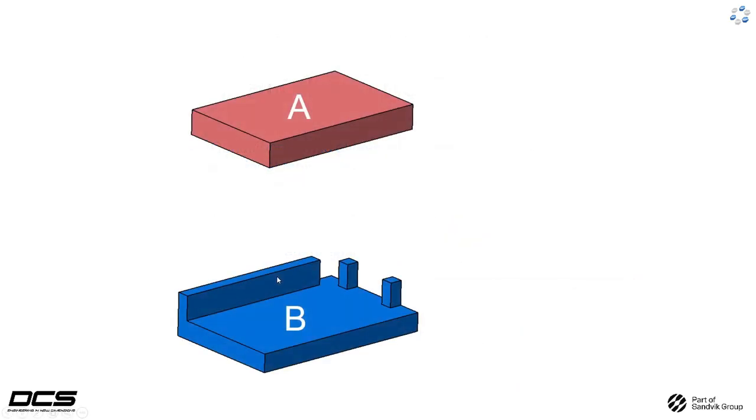So in this example, we have part A and part B. When part A locates to part B, its primary is the big surface here in red. So we would have 3 points there for primary. The side wall here would be secondary. And for tertiary, we actually have two surfaces here in green.